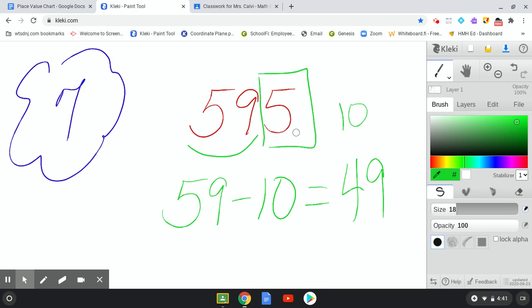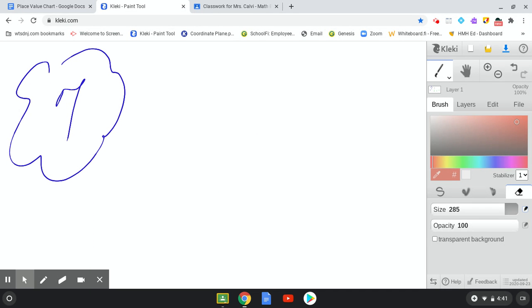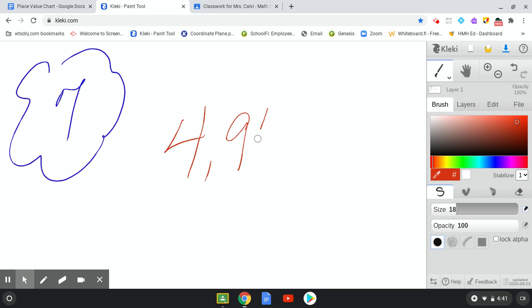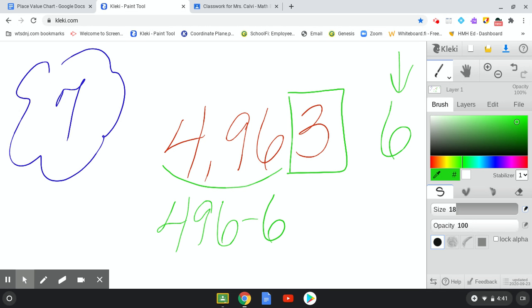If I had, let's say, the number 4,963. Okay, first step, double my last digit. I'm going to double 3. That means multiplying it by 2. Remember, doubling means to multiply by 2. So double 3 and I get 6. So I'm going to take the beginning part of my number, 496, subtract what the doubled number was. So 496 minus 6 equals 490.